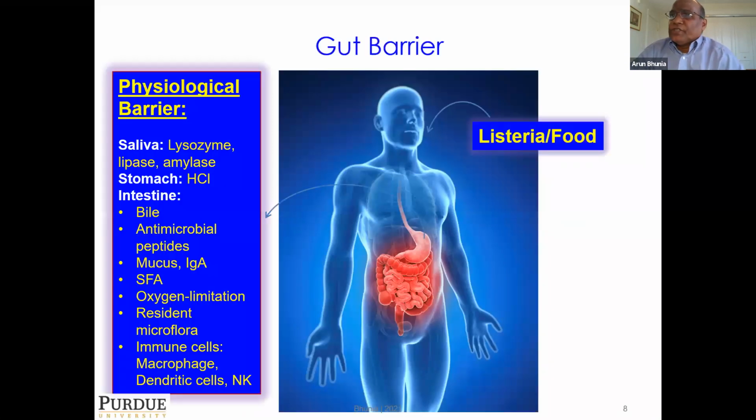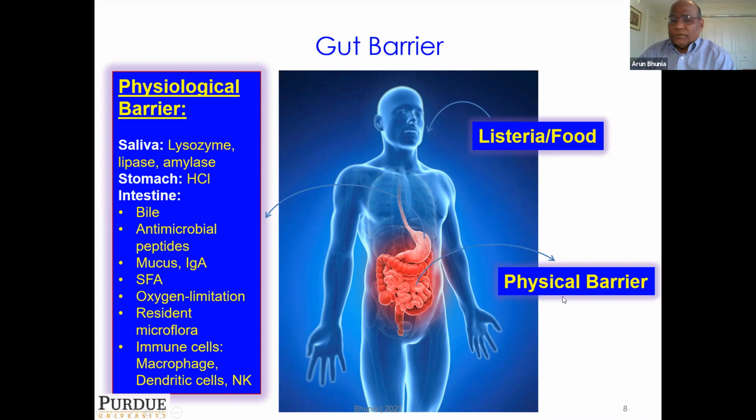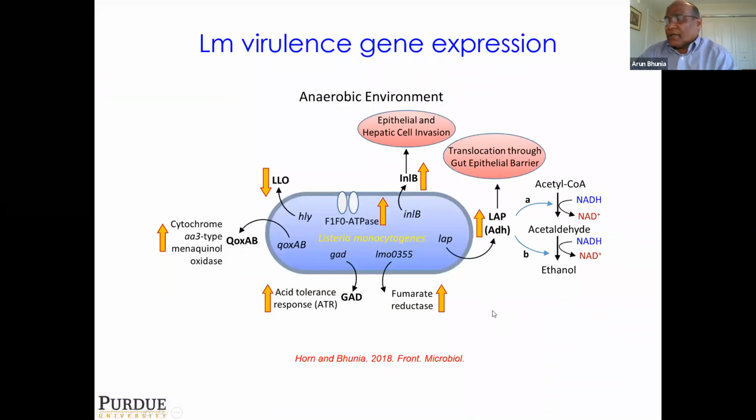If you look at the physiological barriers, all of you are familiar with what we have in the innate system, what is naturally present, starting with enzymes, acids, antimicrobials, then mucus, the oxygen limiting environment, natural microflora, and immune cells. These are all the barriers in place. But Listeria has adapted really well to overcome these barriers. And there's also a physical barrier. I'm going to talk a little bit about the physical barrier.